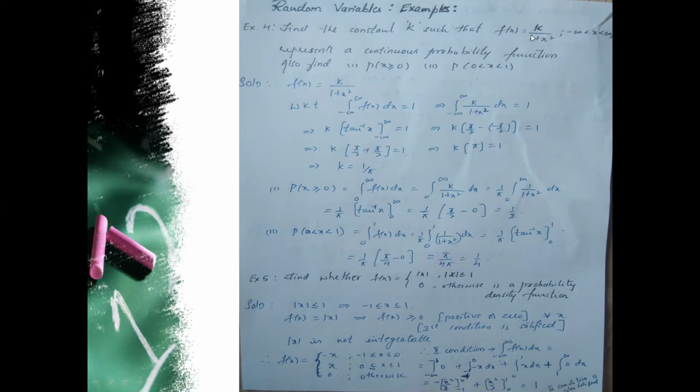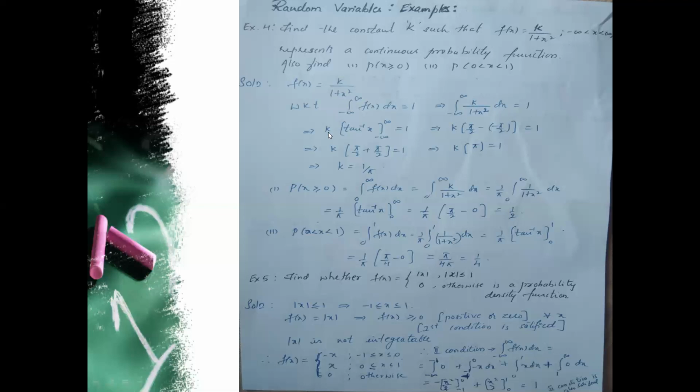You have to show that it represents a continuous probability function. We can see that it is defined from minus infinity to plus infinity, and hence we take it as a continuous probability distribution function. Already it is mentioned also here. So we'll take the condition that integration from minus infinity to plus infinity f of x dx is equal to 1. So integration from minus infinity to plus infinity of k divided by 1 plus x square, integrated with respect to x, should be equal to 1.